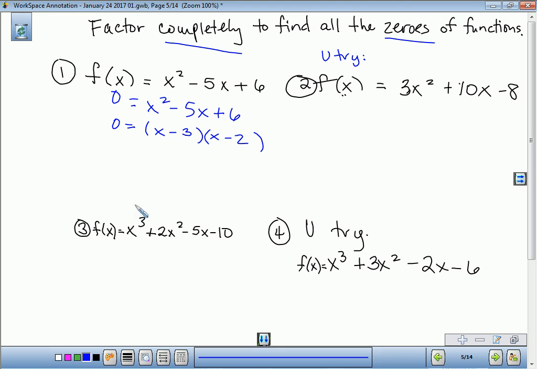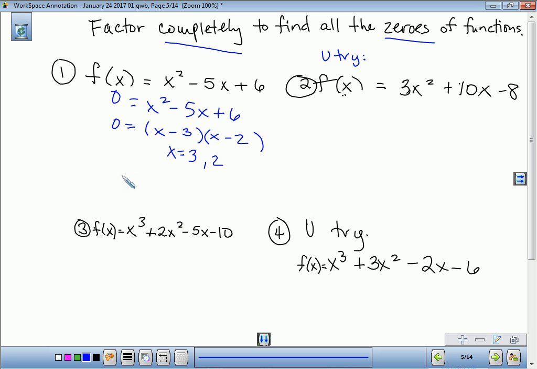All right, so if those are my factors, and I'm looking for the zeros, we first look at the first factor. What value of x would cause that first factor to equal 0? 3. And if the first factor equals 0, then the product would obviously be 0. So what value of x would make the second factor equal 0? 2.